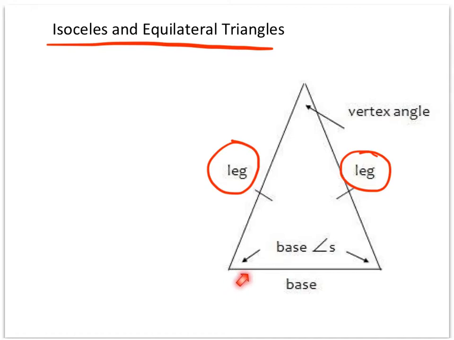We label the angles that are next to the base side as the base angles. Lastly, we have the vertex angle, and this is just the angle that is formed by the two legs of an isosceles triangle. I'm going to refer back to these concepts, so you may want to write these down and maybe pause the video for a minute and just make sure that you are aware of these terms.